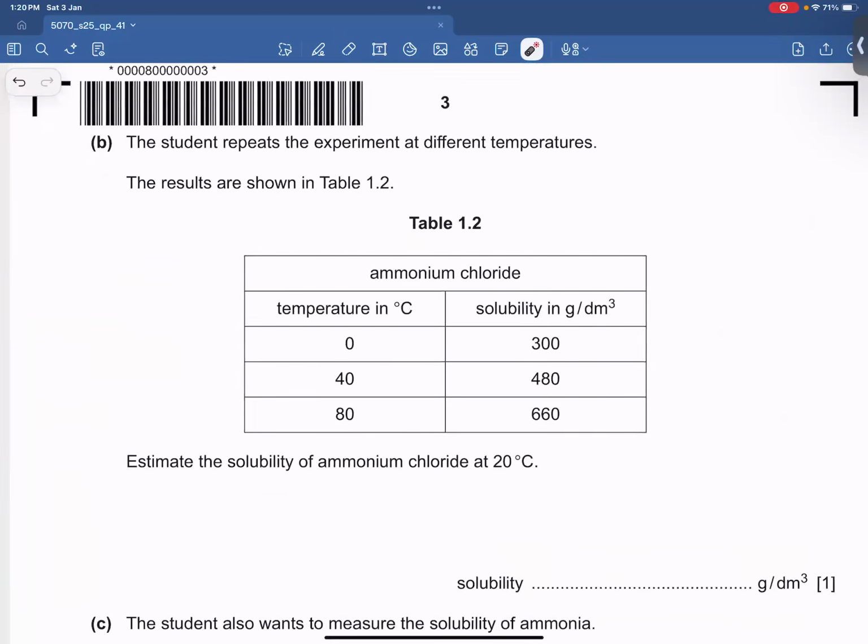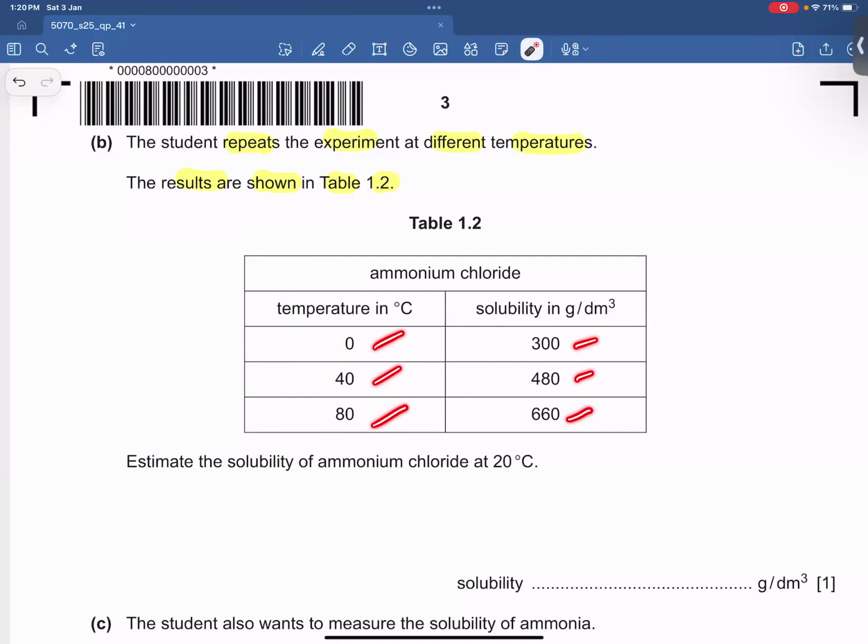The student repeats the experiment at different temperatures. The results are shown in table 1.1. Look at the temperature. At 0 degrees Celsius, solubility in gram per dm cube is 300. At 40, it increases to 480. At 80 degrees Celsius, solubility in gram per dm cube is 660. That indicates that if temperature increases, solubility increases, which means the dissolving is going to be endothermic.